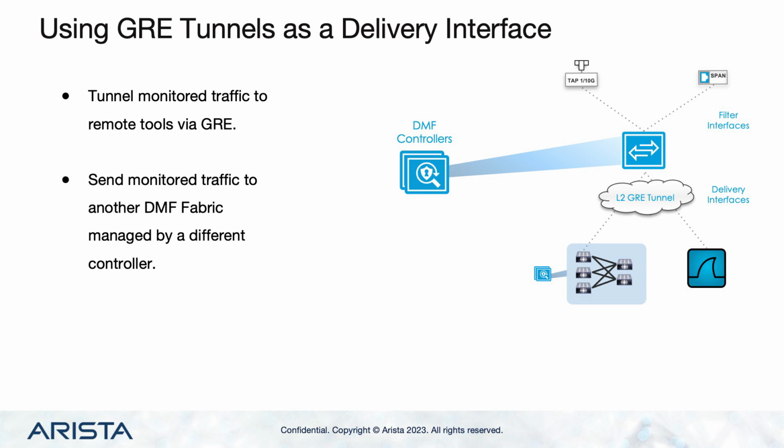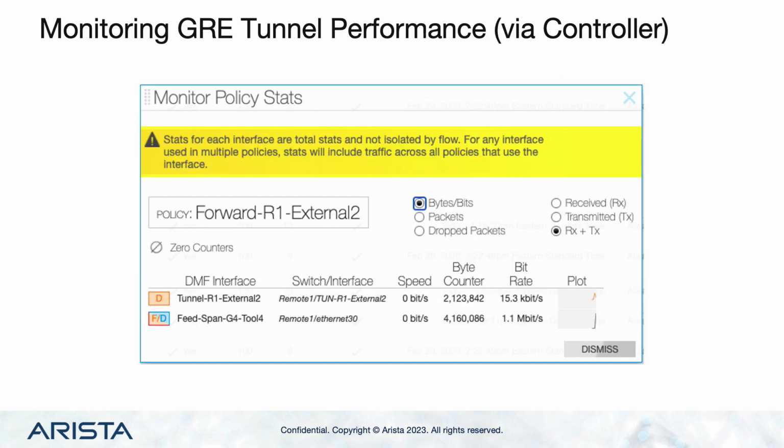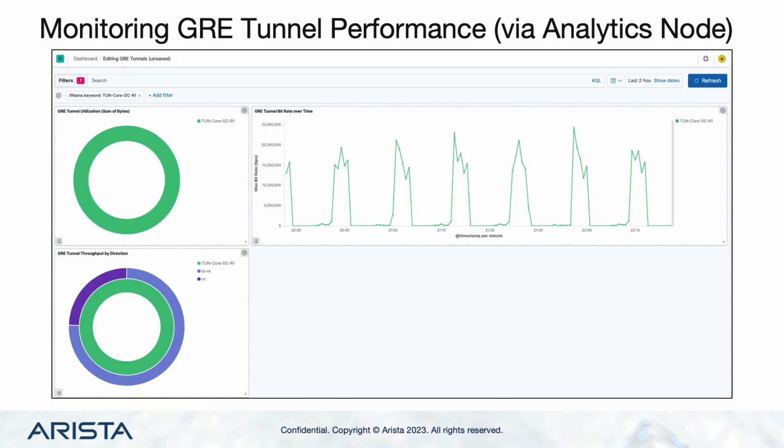With all the ways you can use a GRE tunnel, what methods do we have at our disposal to monitor it? Within the DMF controller itself, we can monitor the utilization via the interface policy statistics available to us and visualize rates such as transmit bit rate, receive bit rate, and bidirectional bit rate. And if you have an analytics node, we can even monitor statistics over time, such as tunnel utilization, tunnel throughput by direction, bit rate over time, and more. Kevin will dig into a little bit more of that in the coming section.